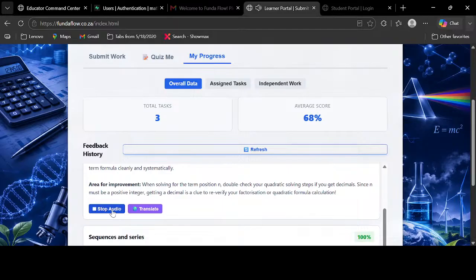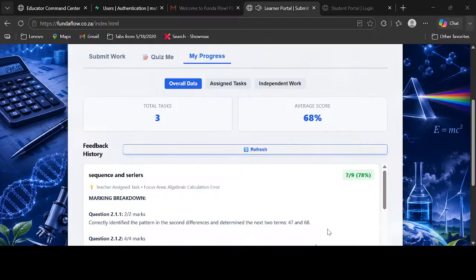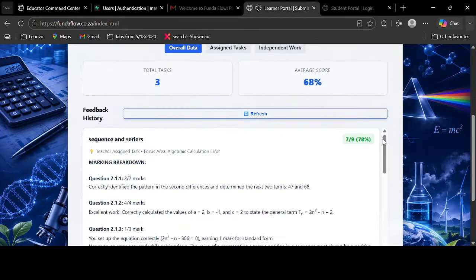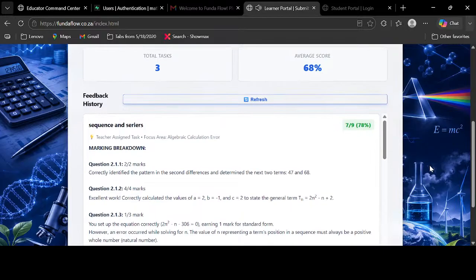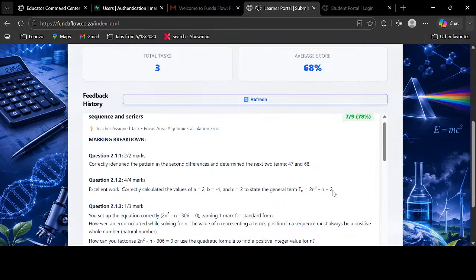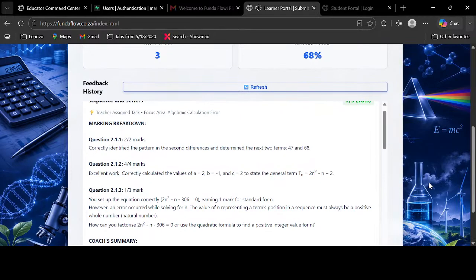Know your position, know your term. Marking breakdown. Question 2.1.1, 2 out of 2 marks: correctly identified the pattern in the second differences and determined the next two terms, 47 and 68. Question 2.1.2, 4 out of 4 marks, excellent work. Correctly calculated the values of a equals 2, b equals -1, and c equals 2 to state the general term Tn equals 2n² - n + 2.